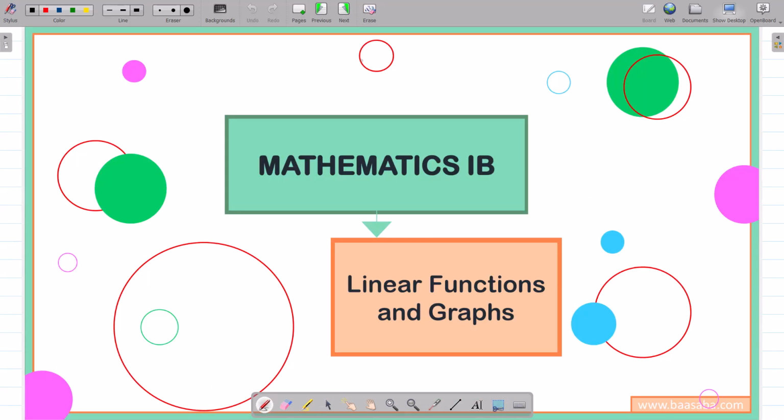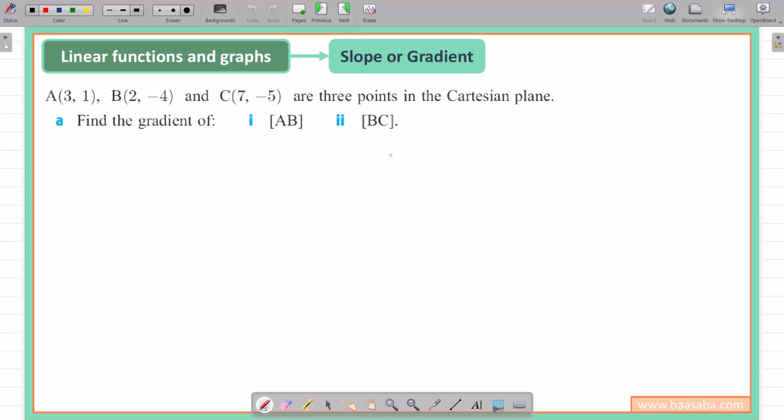This video is one of the series on linear functions and graphs. In the last sessions, we learned what a linear function is and what the gradient or slope of a linear function is. Here we have some problems to solve. In the first one, we have 3 points and we want to find the gradient of a certain line.